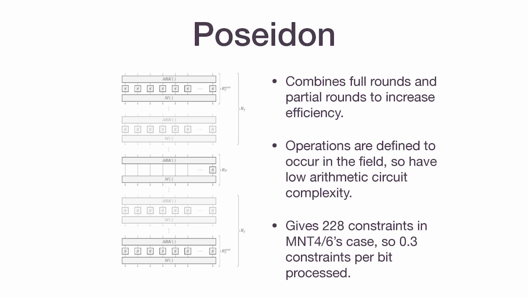And the concrete numbers are approximately 228 constraints in the case of MNT4 and 6 curves, which remember they're 753-bit curves, so you would have a really bad time in all of the other situations with these, but this one, you get 0.3 constraints per bit processed because you also are working in field elements straight away here. So processing one field element is processing 753 bits already. So you get a lot of efficiency straight away.